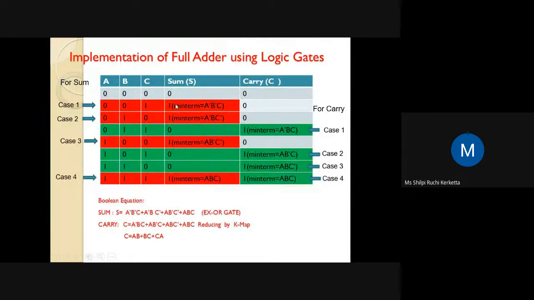So for making a circuit of sum, here we are getting a 1, so it will be A dash into B dash into C. Here we are getting a 1, so it will be A dash into B into C dash. Here it will be A into B dash into C dash, and this last will be ABC. So we will take all these min terms and combine all these products with a sum. We will add all these terms using sum of products.